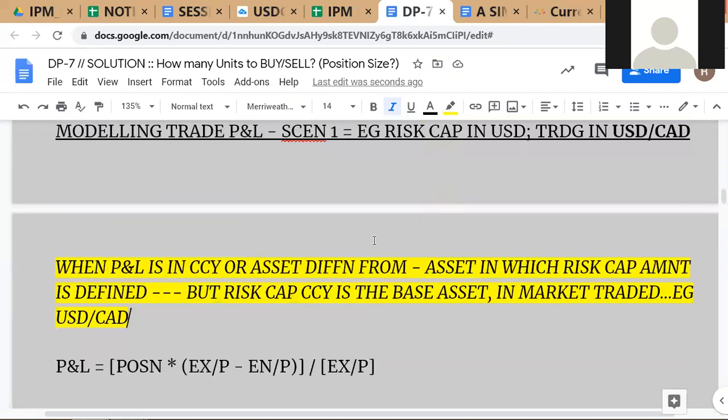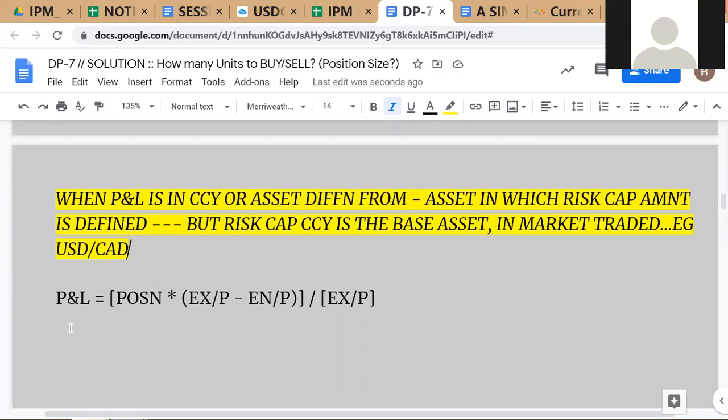In this case, how do we write the trade P&L? We write P&L as position times exit price minus entry price. Look at the formula for a while, I'll explain. Right now, forget about the divisor part, just look at the first part. Does this make sense? If you forget about this part, it's just like sugar trading. If you're trading sugar in the wholesale market in India, how much profit did you make? Total number of units traded, the position, times exit price minus entry price.